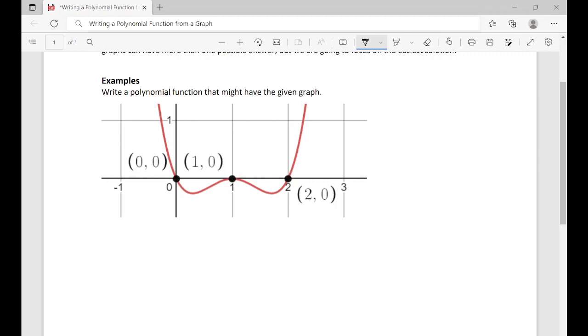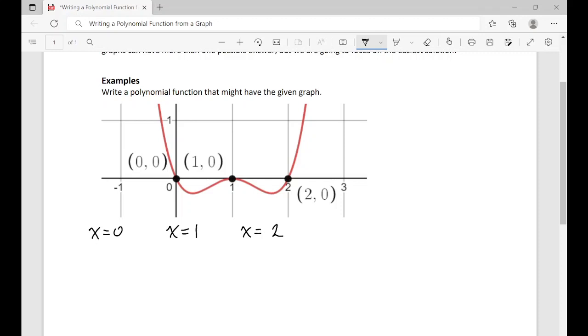So we have this polynomial function, and we're going to write a function that represents this graph. We can see that the graph intersects the x-axis at 0, touches it at 1, and then crosses it at 2. So we're going to have 3 zeros here. We're going to have x equals 0, x equals 1, and x equals 2.